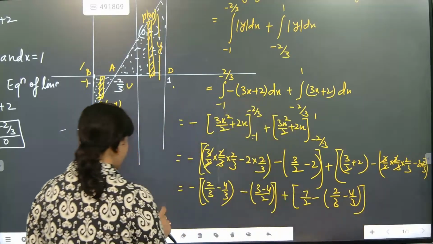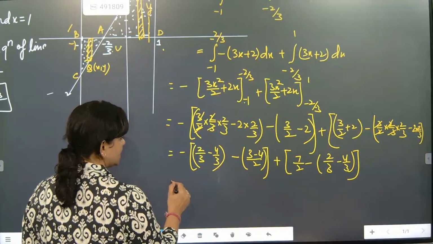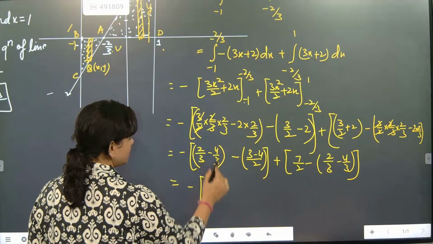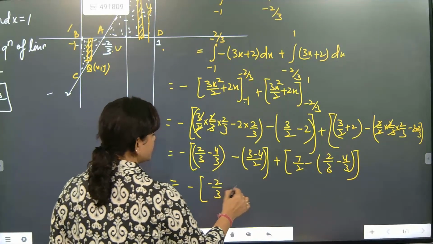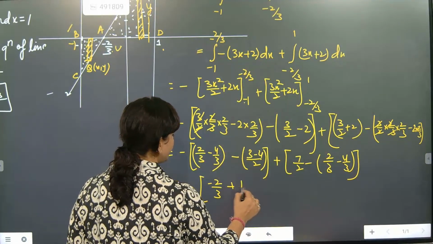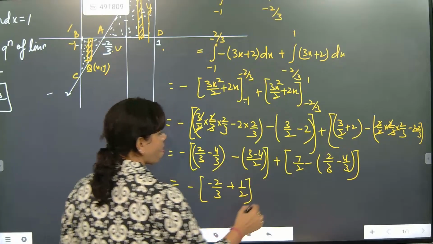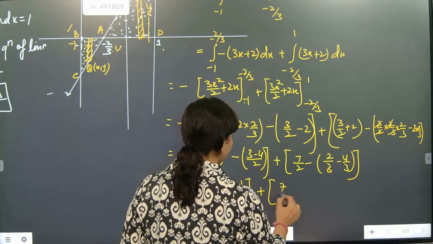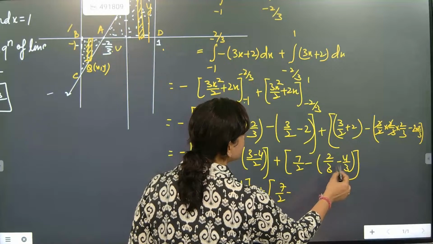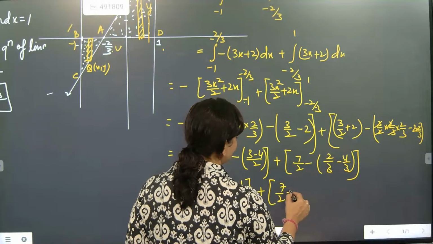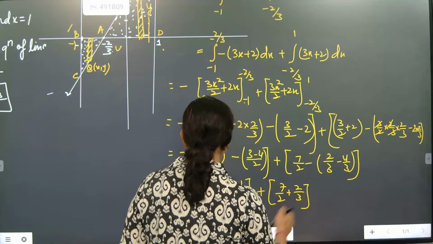Done. So the last calculation only. See, the last calculation is very clear here. So minus 2 by 3 minus of minus plus 1 by 2. Okay. And then plus 7 by 2 minus, it is coming as minus 2 by 3. So plus 2 by 3.